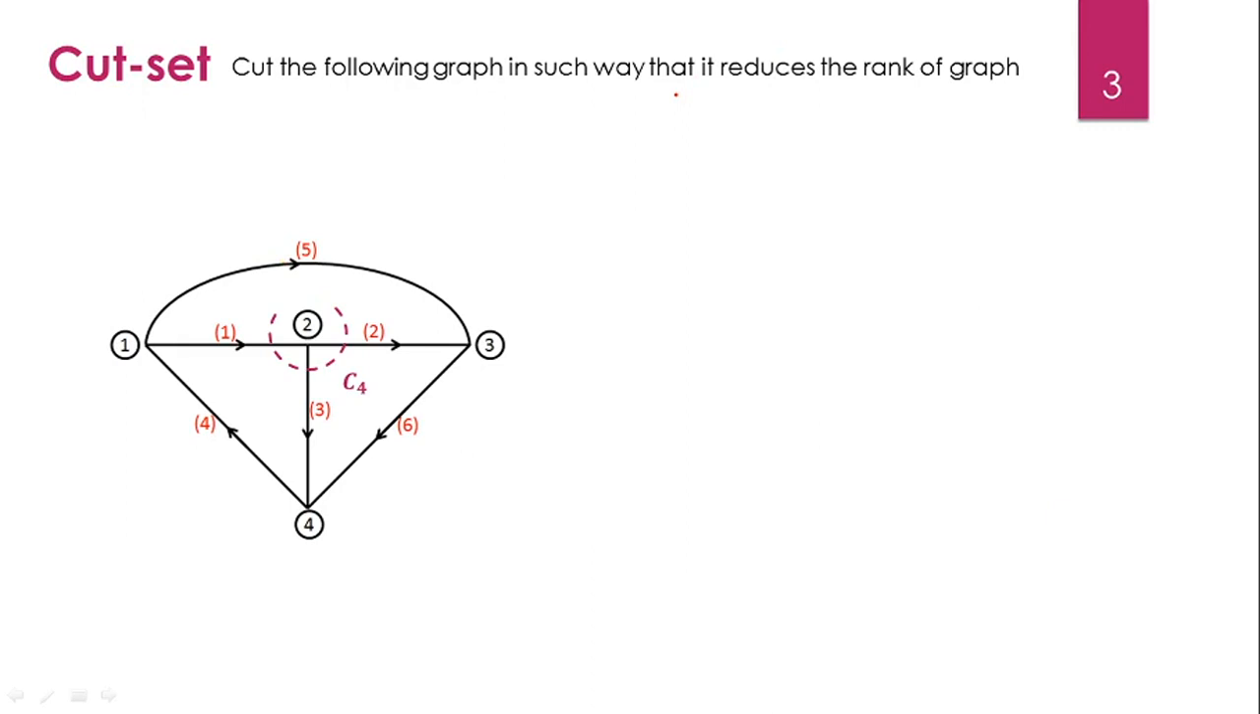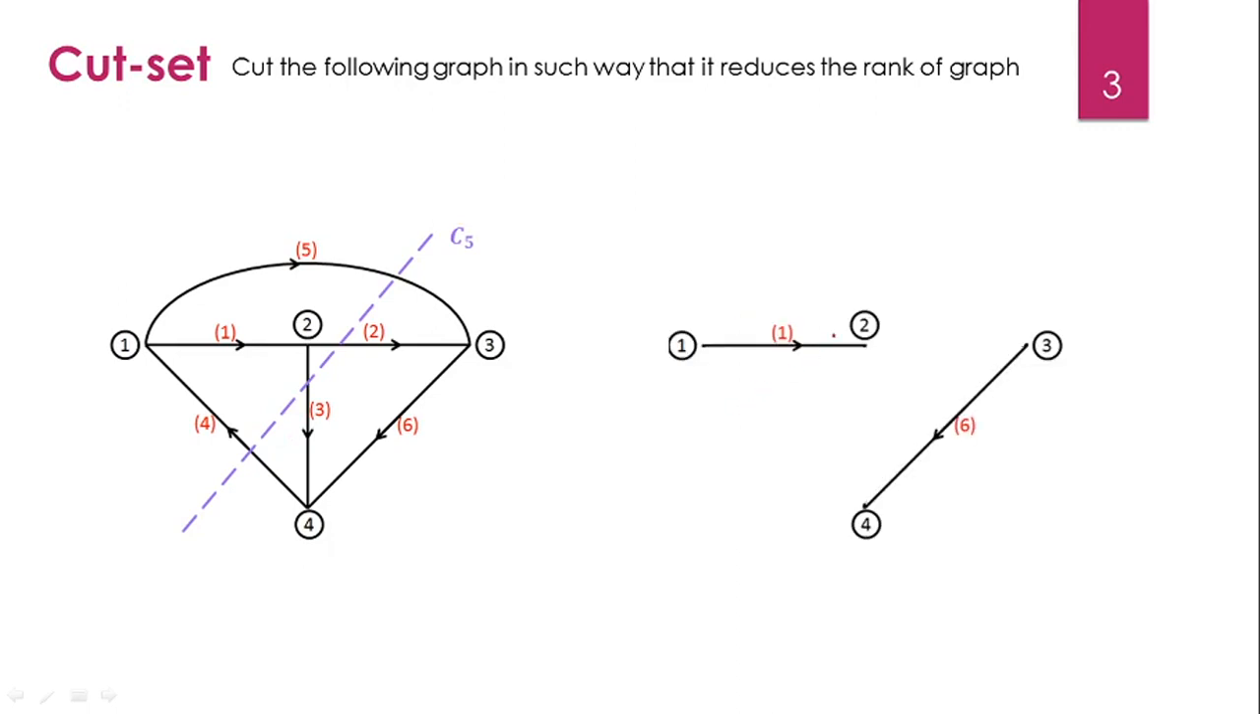Is another cut possible? Yes. How is it? C5. When we do this cut, we are removing branches 2, 3, 4 and 5. So how will your graph look? If we remove branches 2, 3, 4 and 5, we have branch 1 and branch 6 remaining. What is the rank of this graph? N minus 1, the number of nodes is 2. So 2 minus 1 is 1.